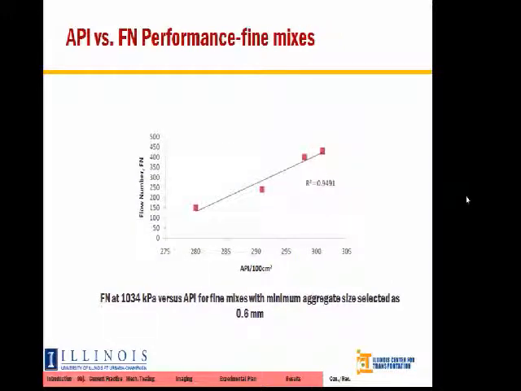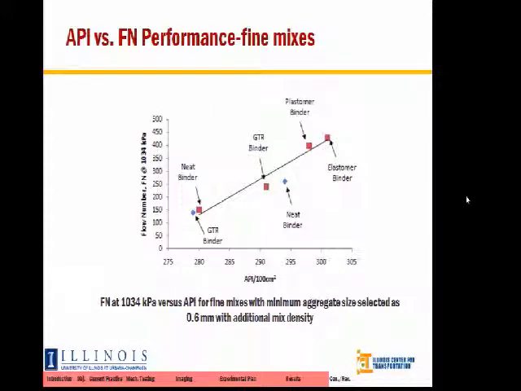Similarly for the fine graded mixtures here. Okay? Now again, using a minimum aggregate size of 0.6 to account for just over 75% of the total aggregate. We see the same relationship, slightly lower correlation here, now down to 95% rather than 98%. Still pretty nice from a statistical standpoint. Relationship still holds true when you introduce mixtures of different densities.